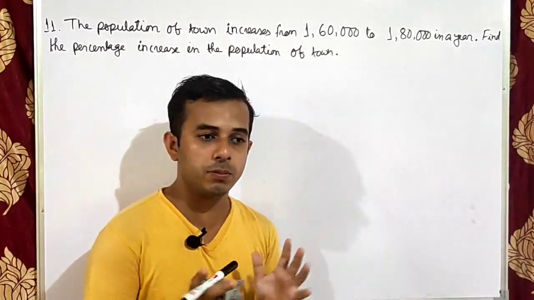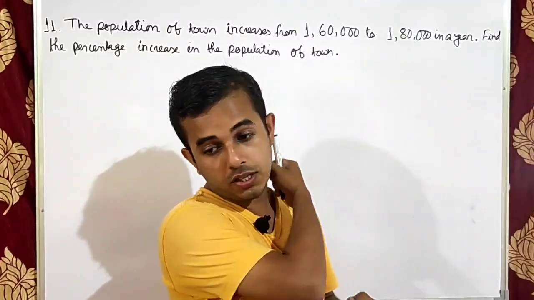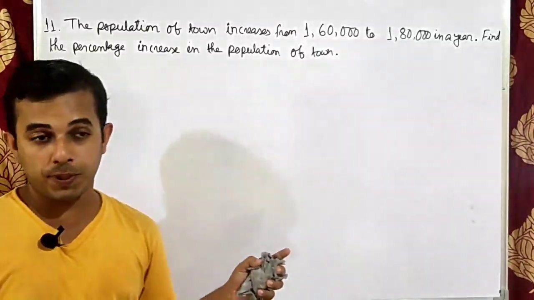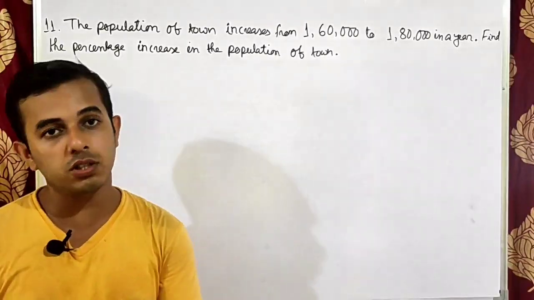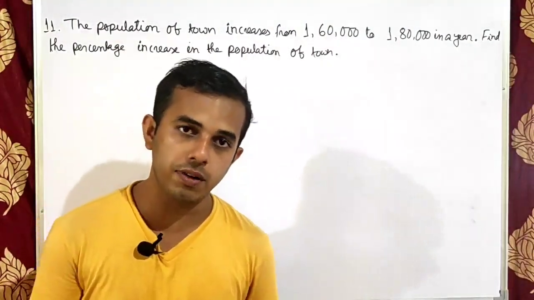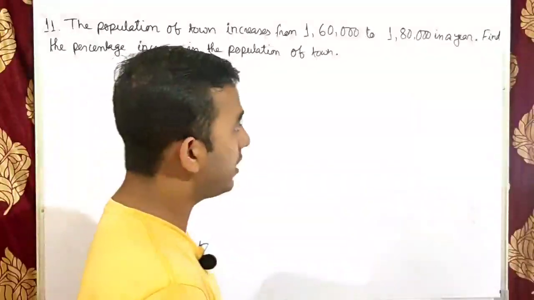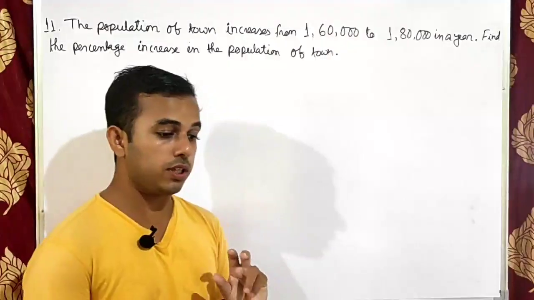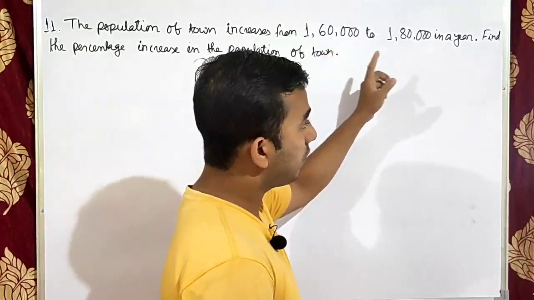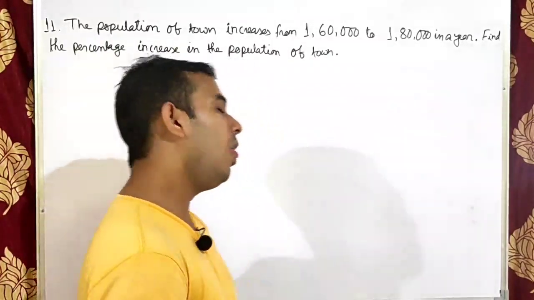This is the same formula. For example, full marks is 600, and marks obtained is, suppose, 510. So how to find the percentage? Marks obtained divided by full marks into 100. So 510 divided by 600 into 100 is 85%. So here also we first have to know how much the population increased. If we subtract 1,60,000 from 1,80,000, we can find the increase in population.